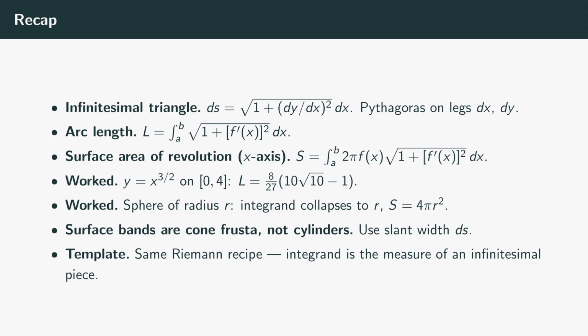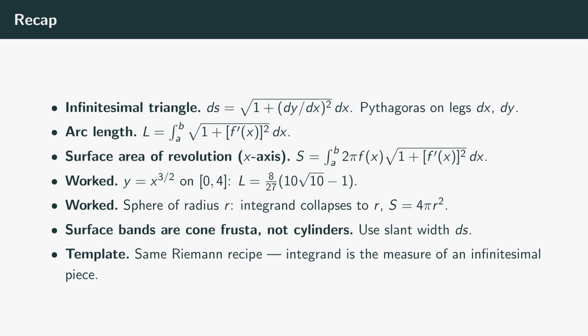Recap. The infinitesimal triangle. Zoom into a tiny piece of a curve. It looks like a right triangle with legs dx and dy and slant hypotenuse ds. Pythagorean theorem gives ds equals the square root of 1 plus the quantity dy over dx squared times dx, which equals the square root of 1 plus f prime of x squared times dx. That's the new ingredient powering this entire episode.